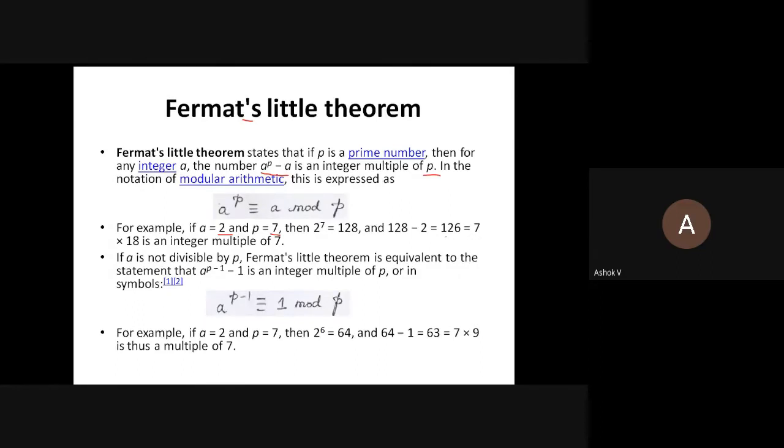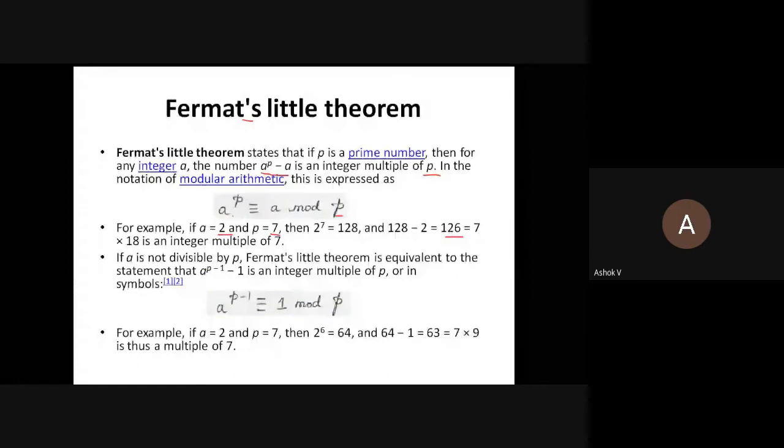So a^p minus a is 126 here, and it is a multiple of p. What is the p value here? 7. So a^p minus a is an integer multiple of 7, since 7 into 18 is 126. So that's what is stated here: if p is a prime number, then for any integer a, the number a^p minus a is an integer multiple of p.